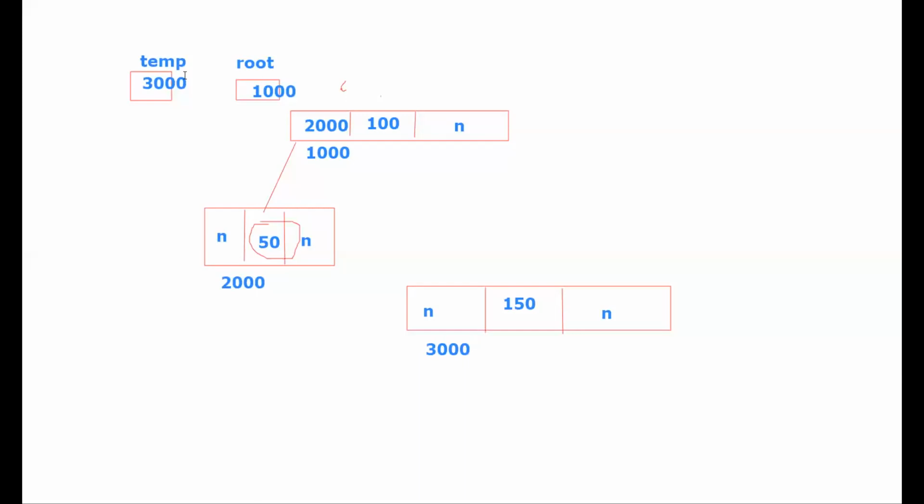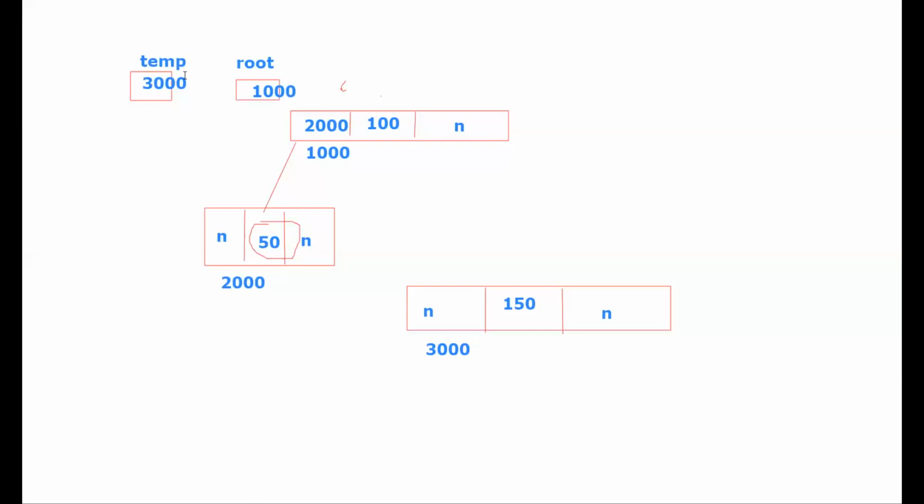Temp's data is 75. Is 75 lesser than 100? Yes, true. So it will go to the left child, and the node will be inserted in that subtree. Next I check whether root's left field is null or not. It is not null, so this if condition will work. If left is null, the other part works; if it is not null, this if will work.